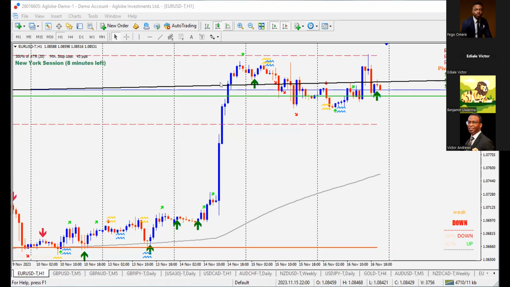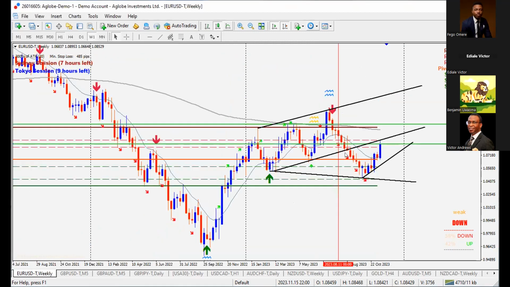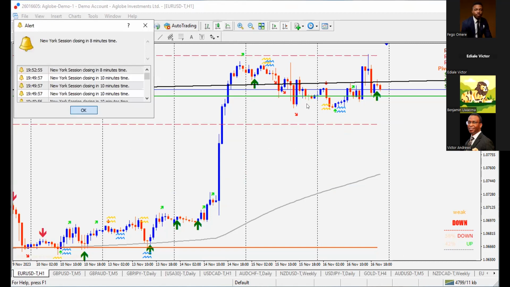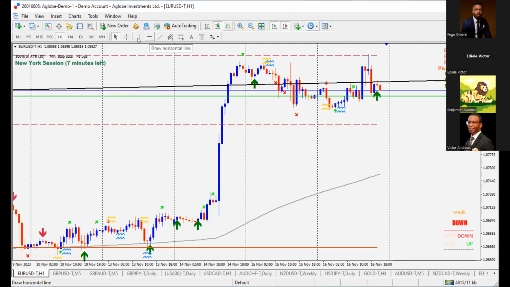All right, look at the line that was drawn on weekly. On weekly, you can see now that price is around that zone on 1 hour. And you can see that price has been dancing up and down within that zone. It's now forming a channel within that zone.